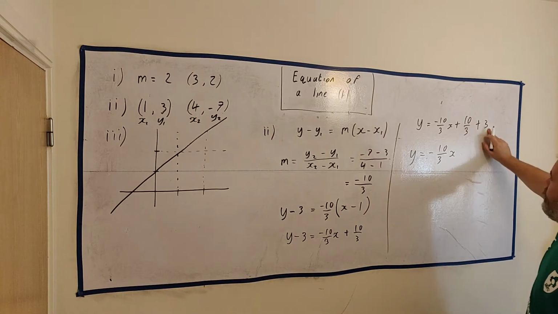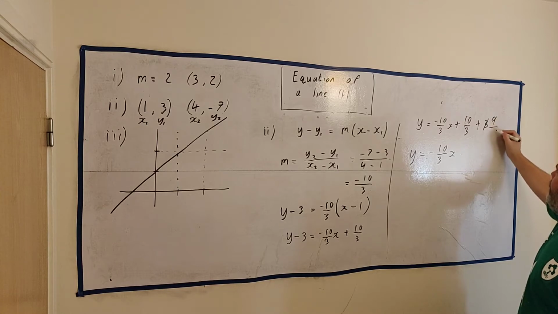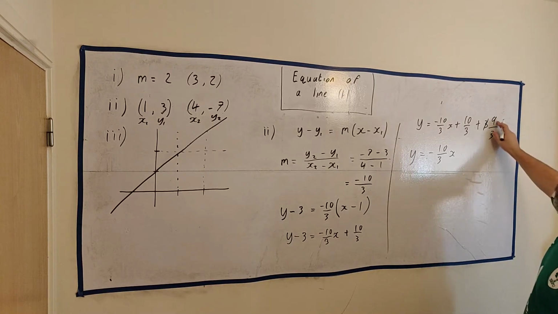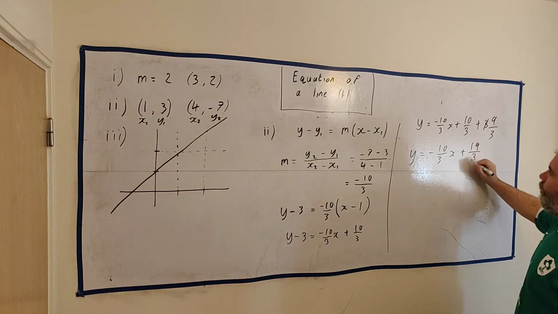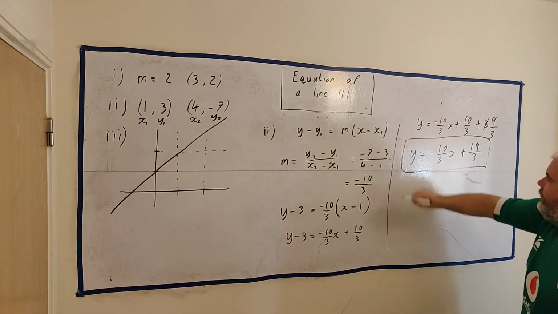Let's see, what is 3? 3 is the same as 9 divided by 3. So 9 plus 10 is 19 over 3. So that is a final answer there.